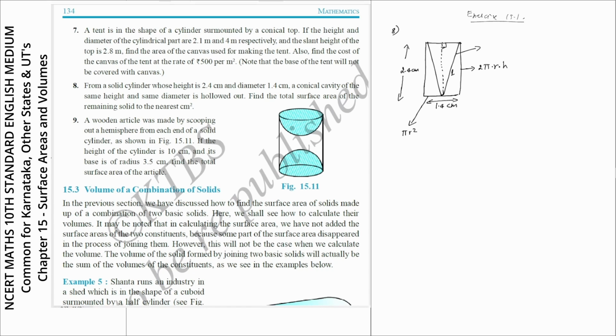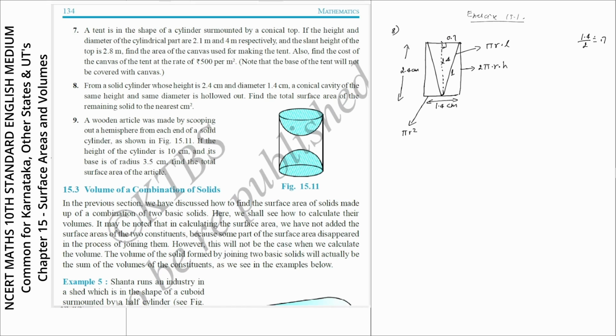Curved surface area of this cone is given by pi r into L. Now what is L? L is not known. Since the diameter of the cylinder is same as the diameter of the cone, what will be the radius? Radius will be half of diameter, that is 1.4 by 2, which is 0.7. So the radius is 0.7, and the height is 2.4.